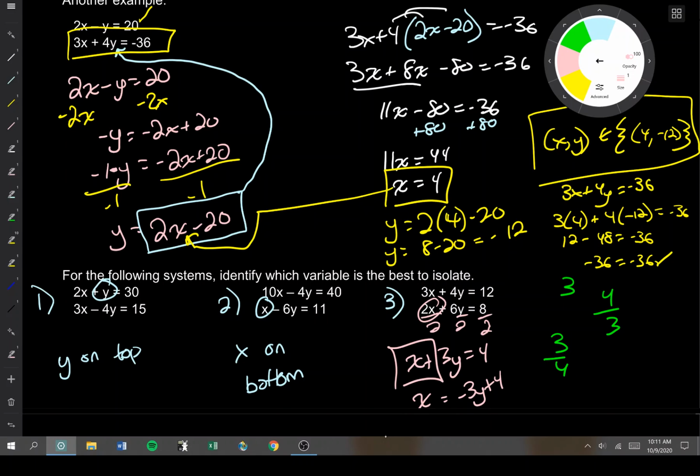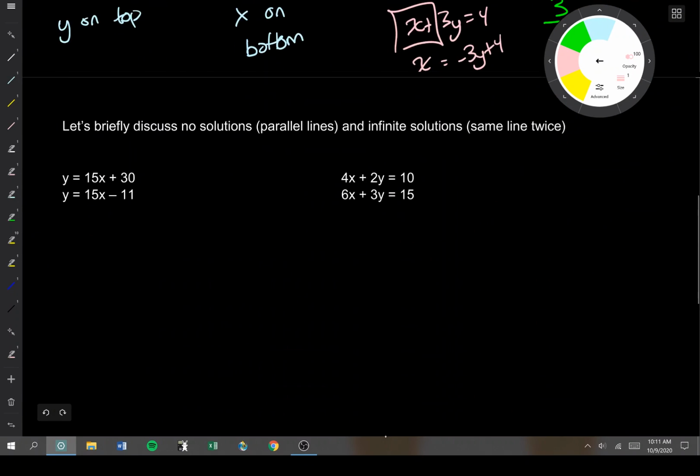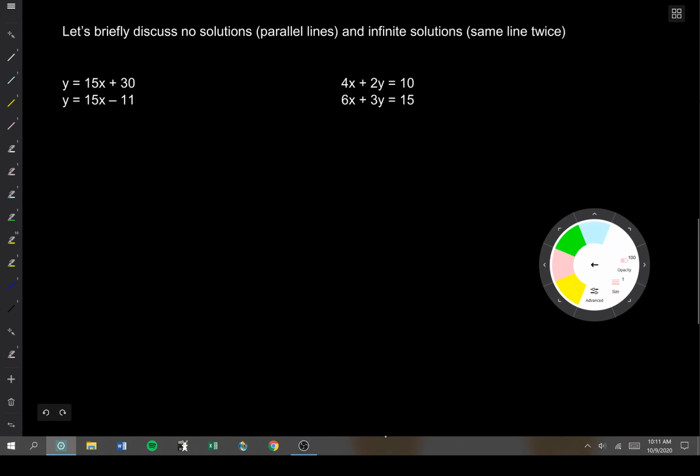Or divide everything by 2 first, then subtract the 3y from both sides, doesn't matter. So hopefully you can have a coefficient that's plus or minus 1. If not, find one that you can divide and get a clean solution. So we'll do 2 more examples, and then we're done. We're going to talk about parallel lines and infinite solutions. So no solutions and infinite solutions.